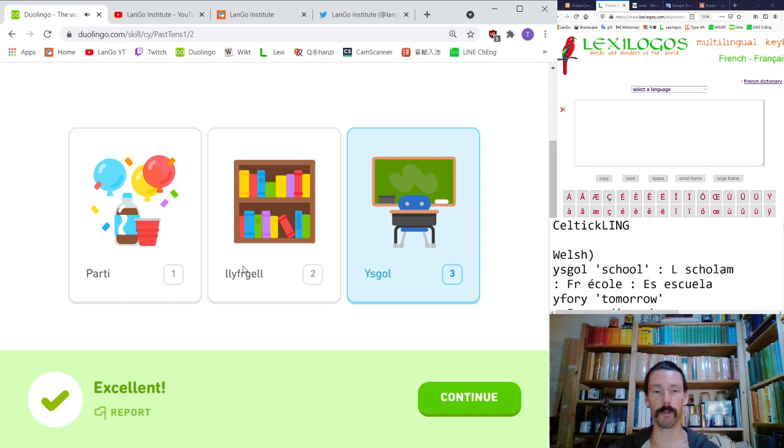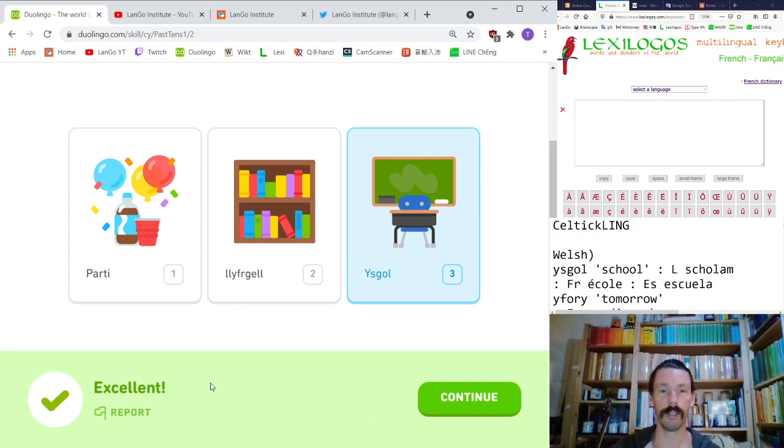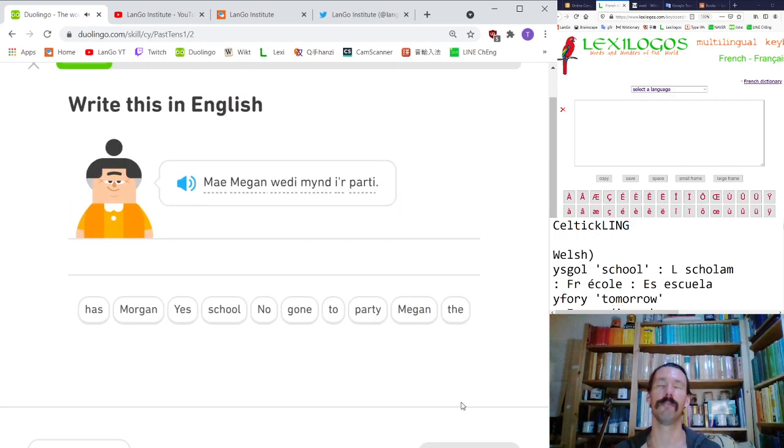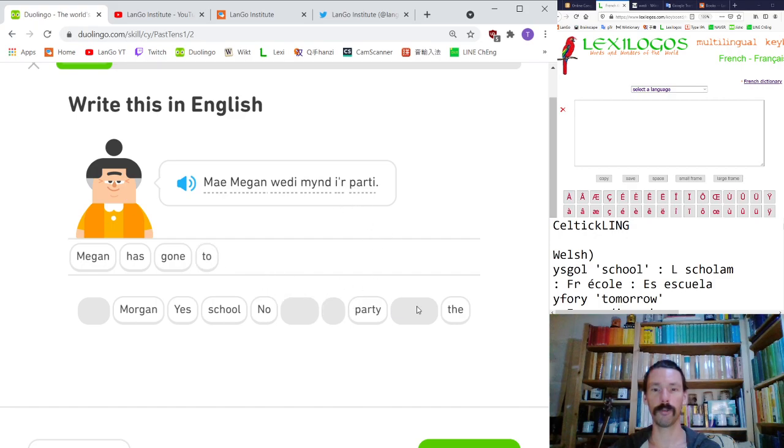Llyfrgell is the word for library, with voiceless L beginning and end, looking like stacks of books, like bookends, those L's. Mae Megan wedi mynd i'r parti. That's declarative with the verb first. Megan has gone. Mae wedi mynd is the verb phrase, and then the prepositional phrase, to the party, with the contracted form of the definite article.